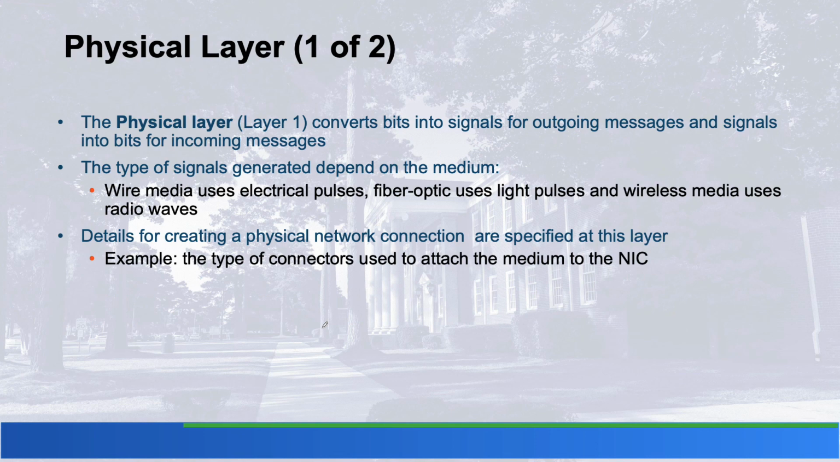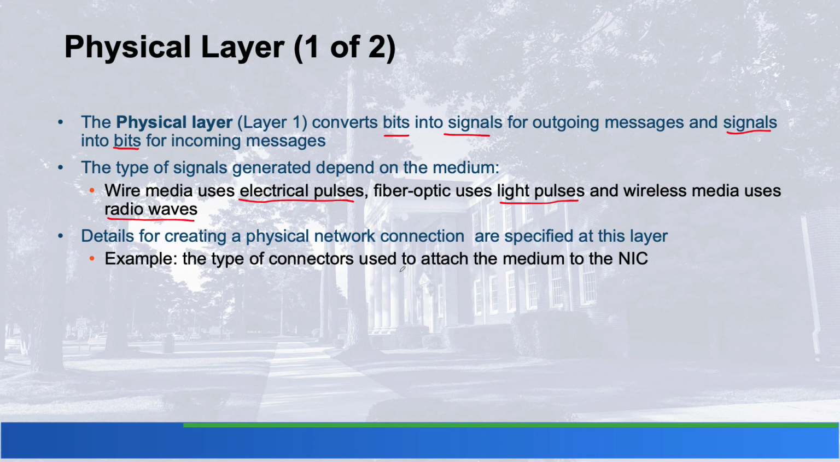The last layer, or the bottom layer, is called the physical layer. It converts bits into electrical signals for outgoing messages, and electrical signals into bits for incoming messages. So this is the actual physical, real world wire layer. Wire media uses electrical pulses if we're using copper. Fiber optic uses light pulses. Wireless uses radio waves.